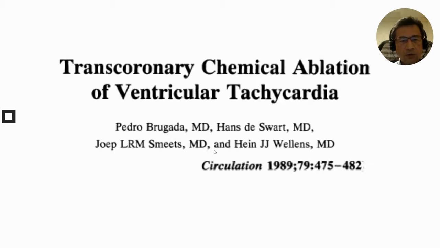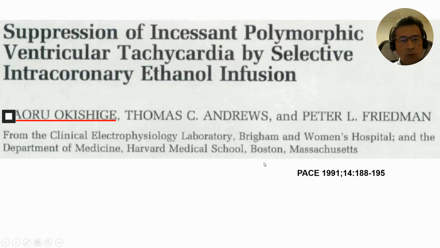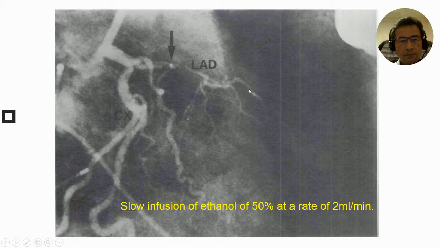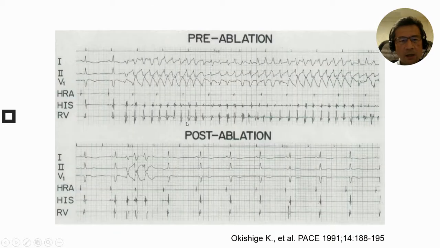Pedro Brugada first published this case report to treat ventricular tachycardia in 1989. I worked on chemical ablation at Brigham and Women's Hospital a long time ago. I published this paper, and this patient suffered from acute coronary syndrome, and VF occurred repeatedly. We found a culprit lesion feeding the focus of this VT, and we infused 50% ethanol in a slow fashion. However, after performing chemical ablation of VT, even though the triggering arrhythmia occurred, VF could not occur anymore.